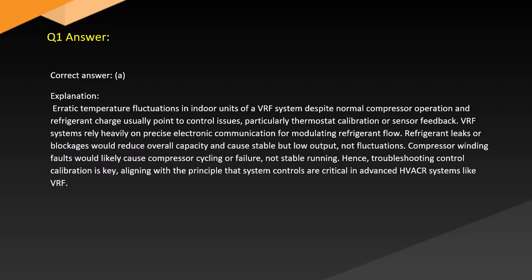Erratic temperature fluctuations in indoor units of an ERF system despite normal compressor operation and refrigerant charge usually point to control issues, particularly thermostat calibration or sensor feedback. ERF systems rely heavily on precise electronic communication for modulating refrigerant flow. Refrigerant leaks or blockages would reduce overall capacity and cause stable but low output, not fluctuations. Compressor winding faults would likely cause compressor cycling or failure, not stable running. Hence, troubleshooting control calibration is key, aligning with the principle that system controls are critical in advanced HVACR systems like ERF.